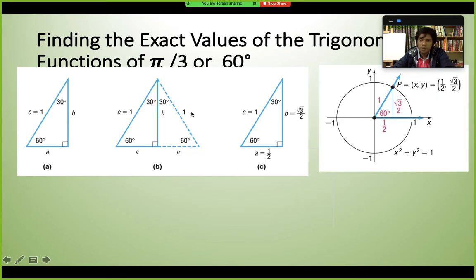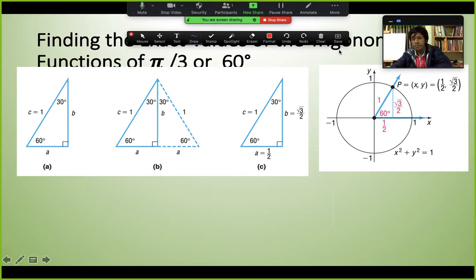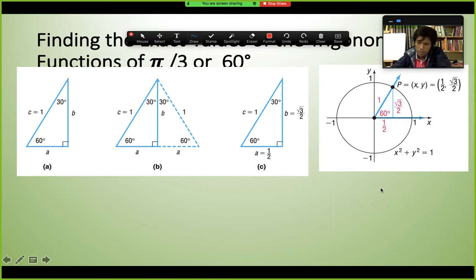Anyway, so let's see how that value comes, 1 by 2 and root 3 by 2, how it comes here. So you see, first of all, only one thing is given here. This is a circle.